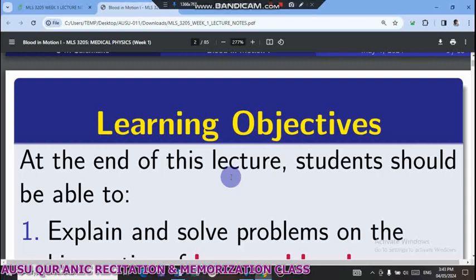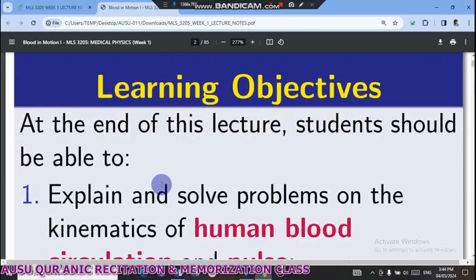Now, the first thing we will consider today is learning objectives. These learning objectives are specifically for this week, not for the entire course. Every week has a learning objective. Let's see the learning objectives for this particular week, the very first week of our lecture.